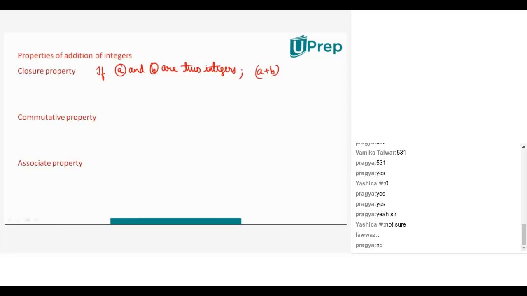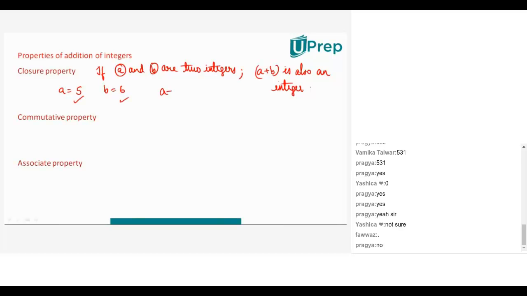This is the basic structure that you guys have in mind. Now, for example, if I have A equal to 5 and B equal to 6, 5 is an integer, 6 is an integer. What would A plus B be? 5 plus 6, which would be 11. 11 is also an integer.